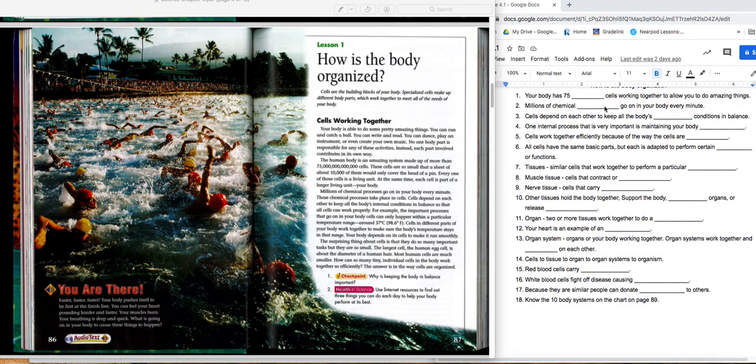So you had trillions of cells, you had processes. Cells depend on each other to keep the body's internal conditions in balance, so what's going on inside your body. And one of those internal processes that's very important is maintaining your body temperature. You get too hot, you can overheat, that can kill you. You get too cold, that's hypothermia, that can kill you. So your body works really hard at doing that, and it does that automatically.